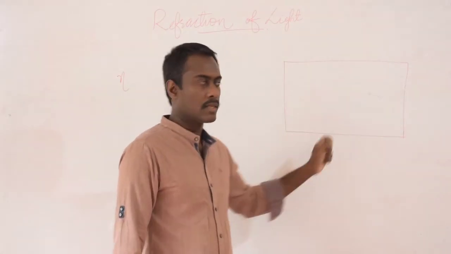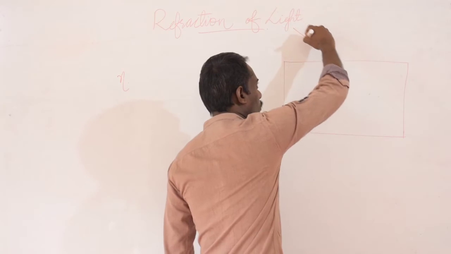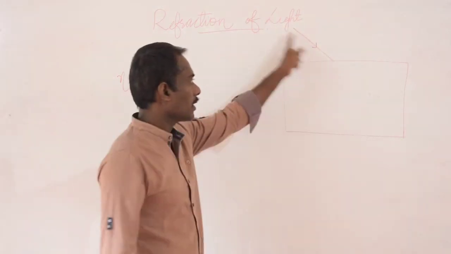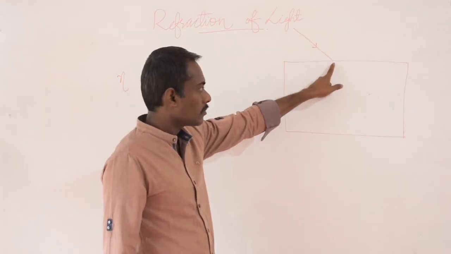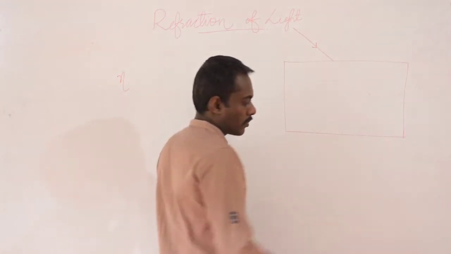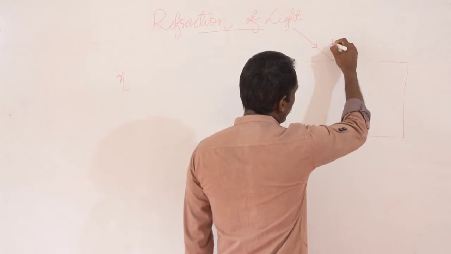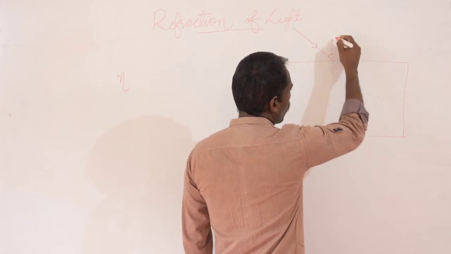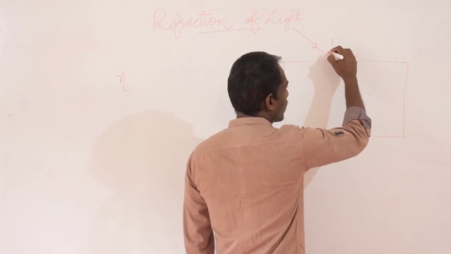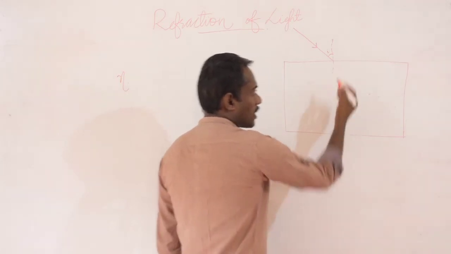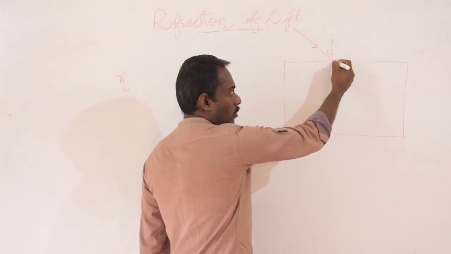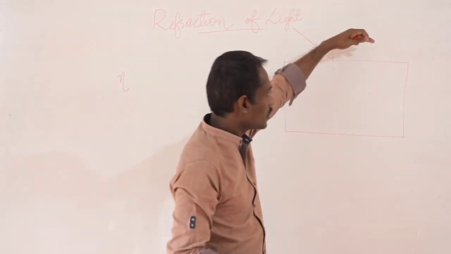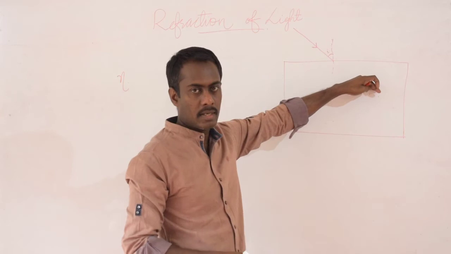This is a glass slab, and the light passes obliquely through the air and enters the glass slab. If you draw a normal at the point of incidence, the angle between this normal and the incident ray gives the angle of incidence. As the light enters into the glass slab, what happens? The densities of these two media are different. The density of air and the density of glass are different.